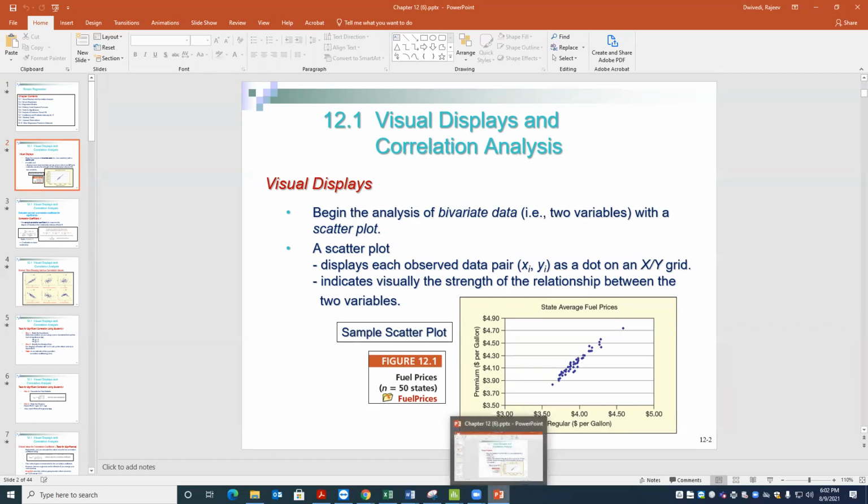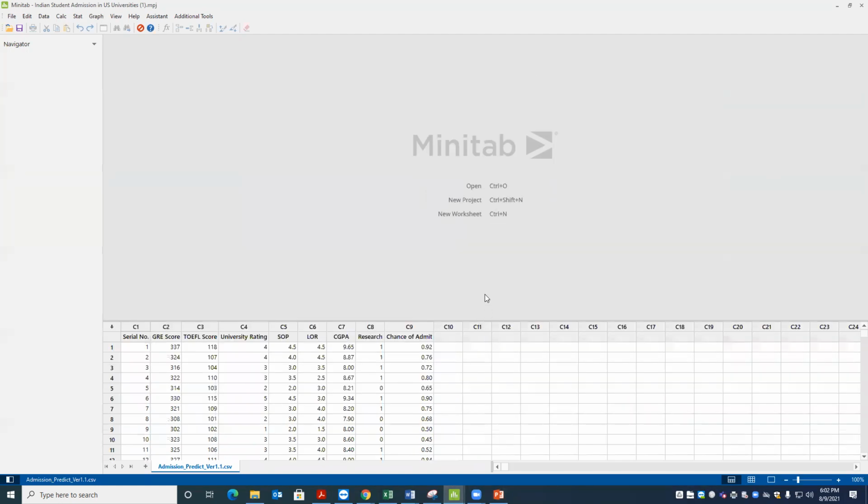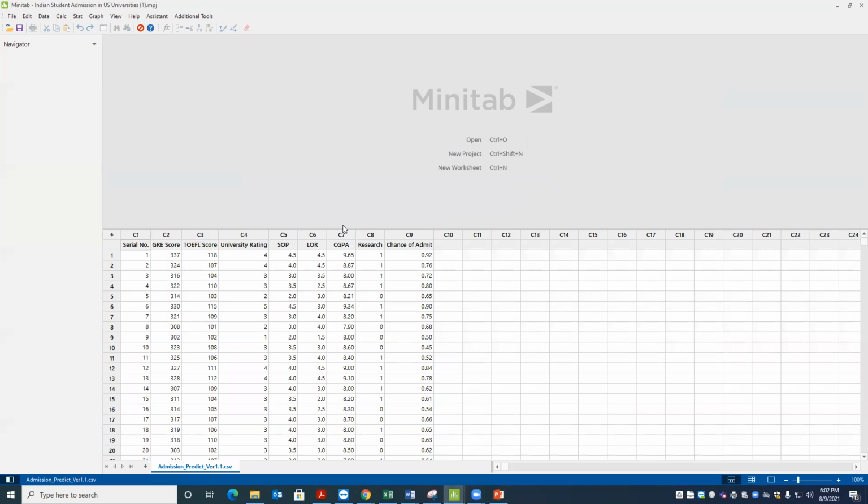So directly I'm going here in my Minitab. Can you see my Minitab? Okay, so I'm just taking exactly the same data that we have worked on, I think, last week. Very important thing to understand is which is dependent and which is independent. So chance of admission is dependent, and these are all independent variables. I'm just going to check one independent and one dependent variable.